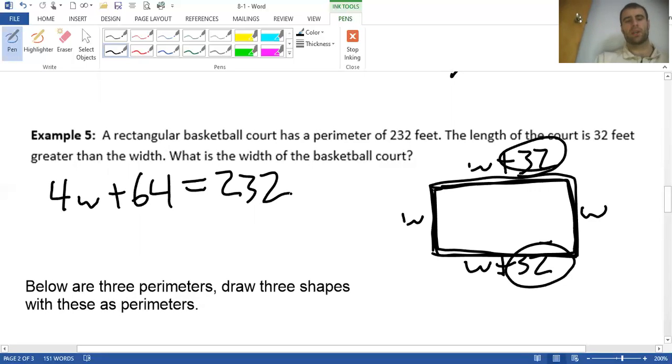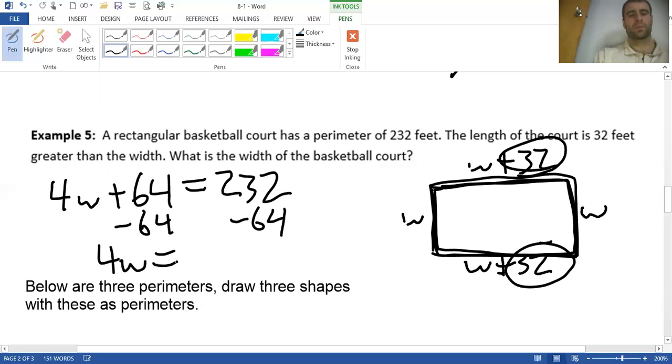Now let's solve that out. Subtract 64 from both sides, just in case you forget algebra. And you're going to get 168. Is that right? Pretty sure. Divide by 4 on both sides.